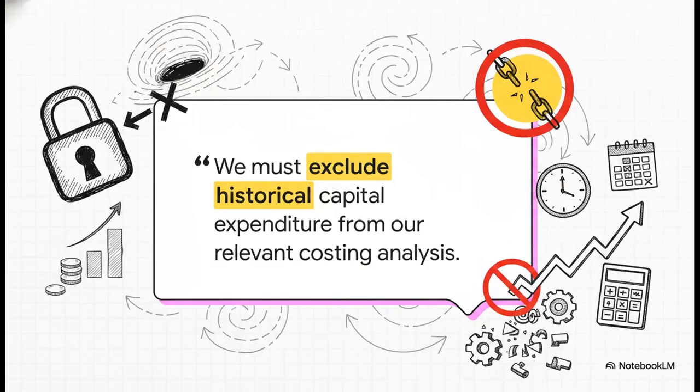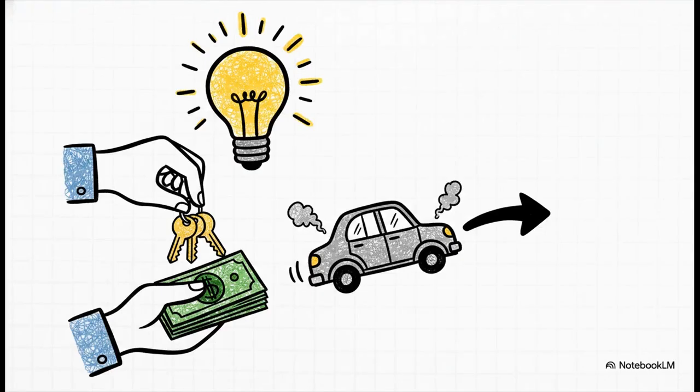Now let's swap to the boardroom equivalent, the objective voice of the CFO. I'm going to repeat this expression exactly 2 times for you to shadow simultaneously with me. Ready? We must exclude historical capital expenditure from our relevant costing analysis. We must exclude historical capital expenditure from our relevant costing analysis. Excellent.